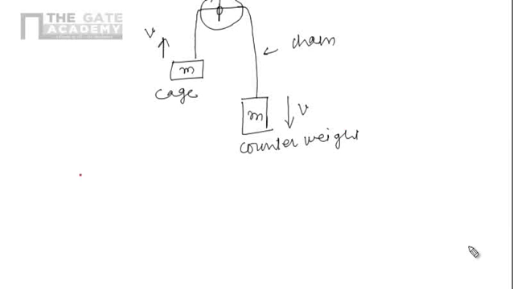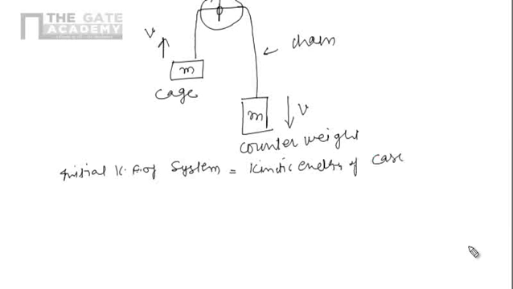So first let's say initial kinetic energy of system. That is kinetic energy of cage plus kinetic energy of counterweight. Here we are not considering the rotational kinetic energy of pulley because inertia is negligible. So rotational kinetic energy of pulley will be 0.